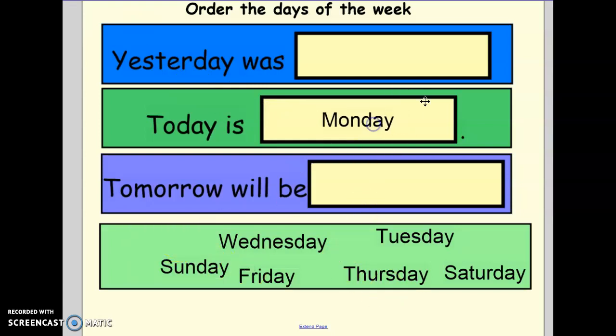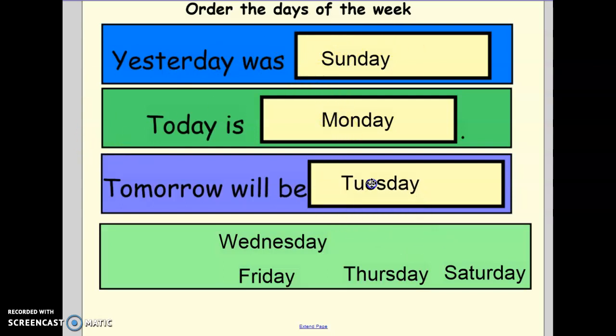All right, today is Monday. So if today is Monday, hop backwards to yesterday. And yesterday was Sunday. So if yesterday was Sunday and today is Monday, then tomorrow will be Tuesday.